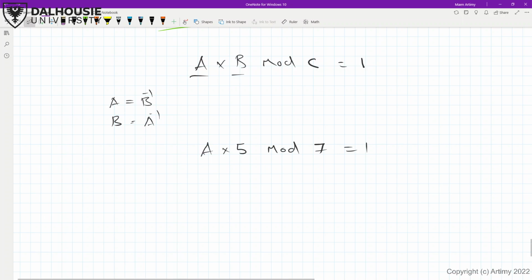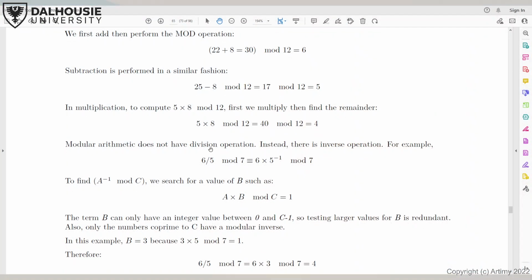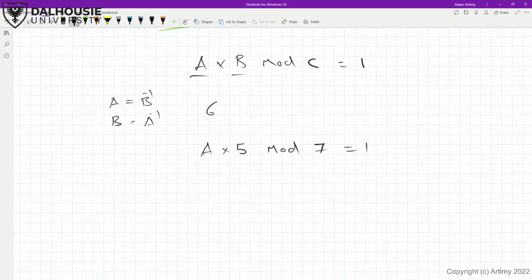Let me write down the operation again just to have the whole thing in one place. We're looking for the operation 6 divided by 5 mod 7, right? We want to know what the answer is. 6 divided by 5 mod 7 equals something. So we need to find the solution, right?